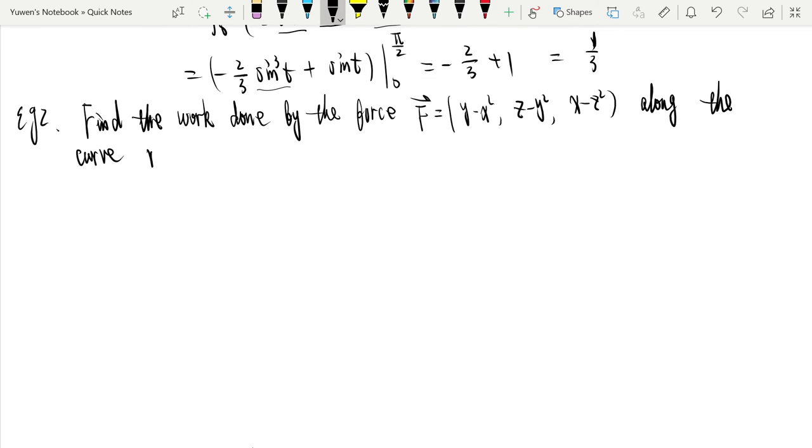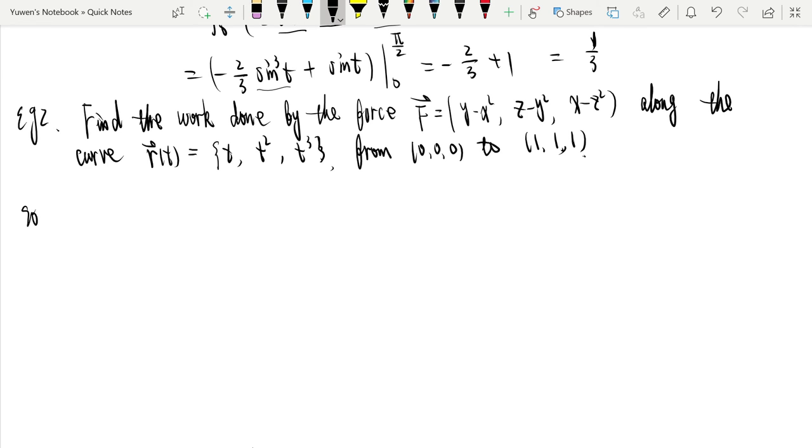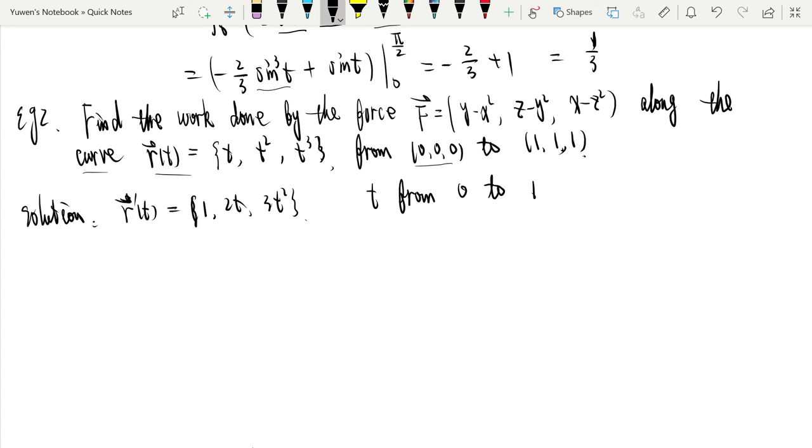The curve we write down as the parametrization equation r(t) equals t, t squared, and t cubed, from 0, 0, 0 to 1, 1, 1. It gives us the representation of the curve. So first we calculate r prime: r prime t is 1, 2t, and 3t squared, with t from 0 to 1, because this point corresponds to t equals 0 and this one to t equals 1.